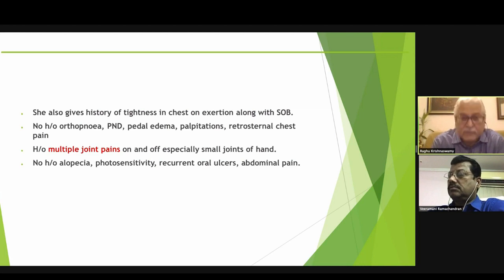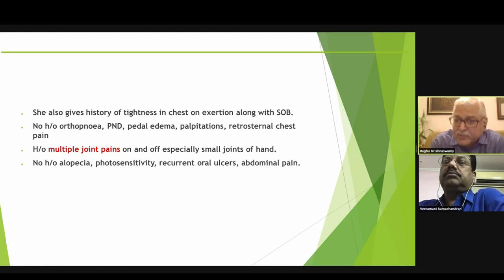Her breathlessness varied from class 2 to class 3. She had no pedal edema or palpitations. She also gave a history of recurrent multiple joint pains, especially of the small joints of the hand, and some of these episodes were also associated with swelling of the joints. But there was no history of alopecia, photosensitivity, recurrent oral ulcers, or abdominal pain.